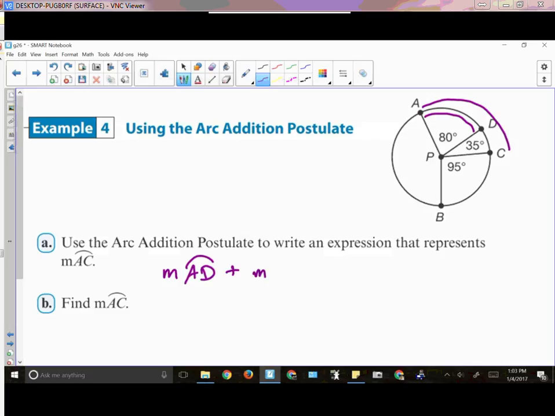So this is going to be, what's the other one? BC. So that's the expression that represents the measure of arc AC. Now, if I went and told you that, oh no, you were wrong, it was supposed to be arc AB plus BC to get the correct answer, could you argue the point that this is correct? And the answer would be yes. Why? It says write an expression that represents the measure of arc AC.